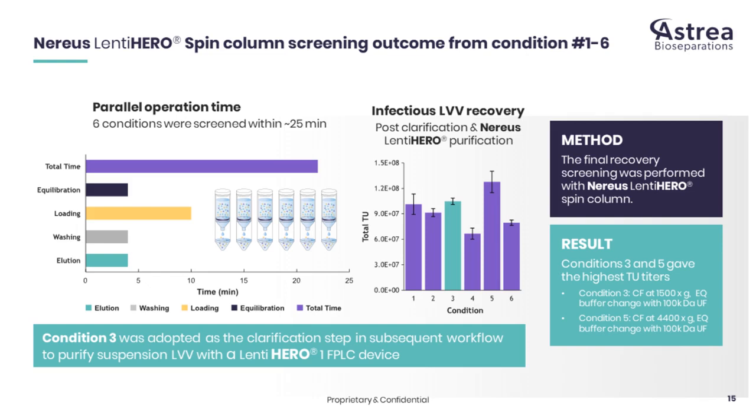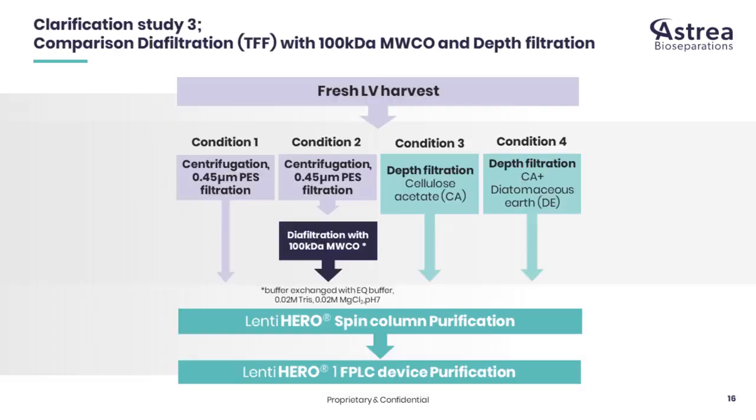We chose condition 3, which is a more gentle process with a slower centrifugal speed than condition 5. This means there will be less shear stress for condition 3. It was adopted in the subsequent workflow. Finally, we move on to the comparison study.